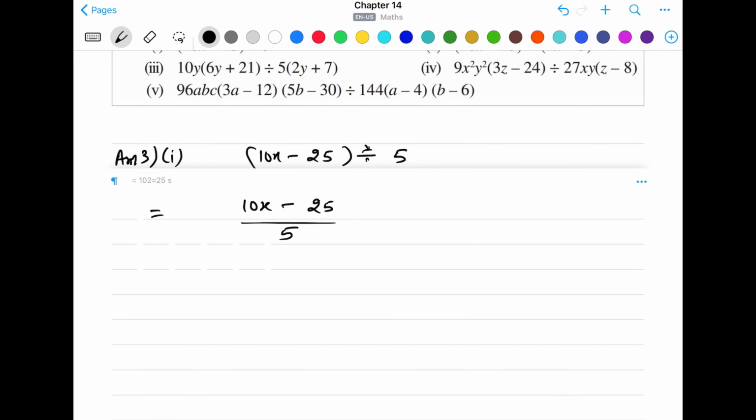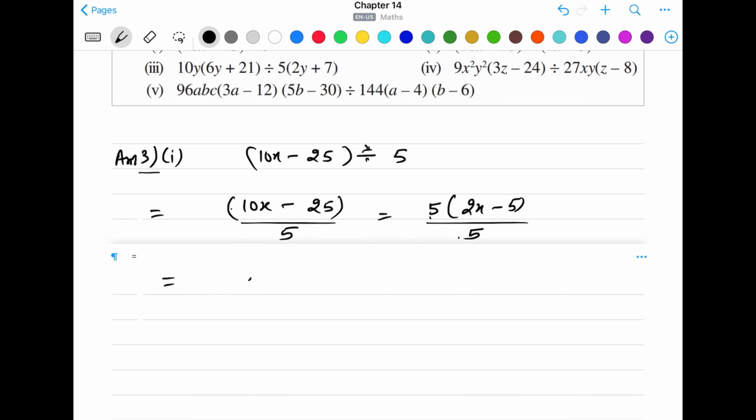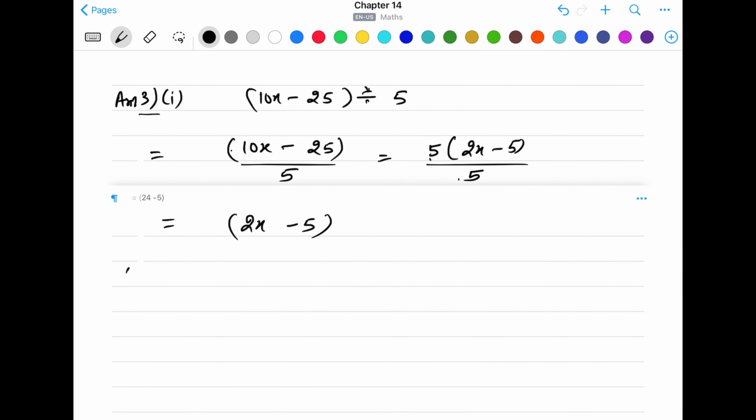Again, remember that we cannot directly divide this 25 and 5. First what we have to do is take something common from the numerator, as this is a complete term. So after taking 5 as common, we're left with 2x minus 5, and in the denominator we have 5. So this 5 and 5 cancel out. We're left with 2x minus 5. That's the answer. See next one.